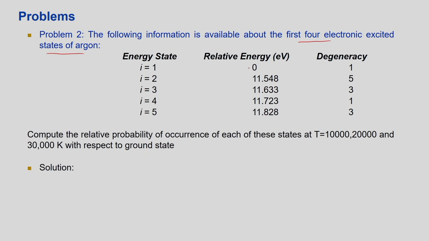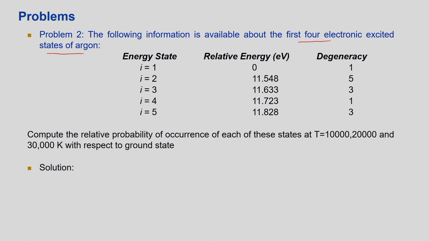This is actually the energy difference between the ground state and the ith state. Okay. So as you see, this value will change. In the second state, this much is the energy. Third state, this much is the energy. Fourth state, you can say delta E1, delta E2, delta E3, delta E4. Okay. Because the ground state is 0. And the corresponding degeneracy is given, 1, 5, 3, 1, 3, and the energies are given in electron volt.